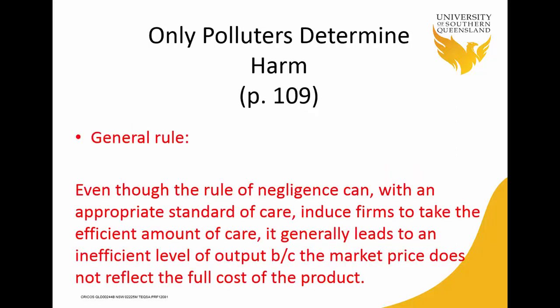So let's move on. It says the general rule: even though the rule of negligence can, with an appropriate standard of care, induce firms to take the efficient amount of care, i.e. to install the filters, it generally leads to an inefficient level of output. Why is that? Because the market price does not reflect the full cost of the product. So the amount of pollution they produce is not going to be the optimal one, because of the discrepancy between the full cost of the unit that they produce and the full cost that they would be accountable or liable for.